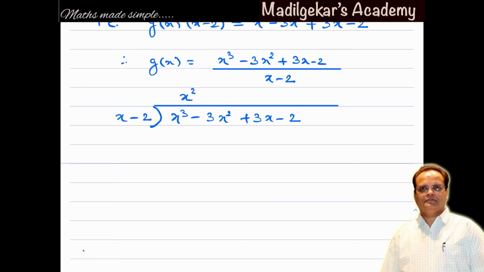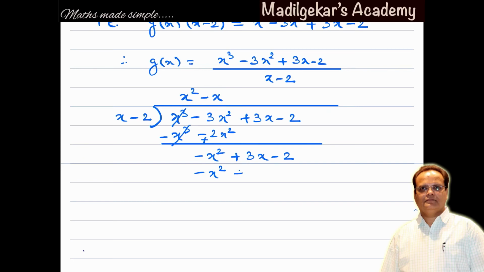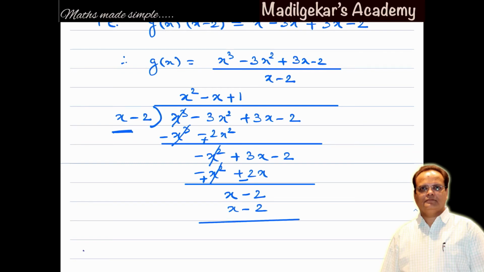Multiply divisor by x square to get x cube minus 2x square. Subtracting, x cube cancels. So we have minus x square plus 3x minus 2. Multiply by minus x. We get minus x square plus 2x. Again subtracting, x square cancels. So we have x minus 2, which is same as divisor. So multiply divisor by 1, we get x minus 2. And on subtracting, remainder is 0.